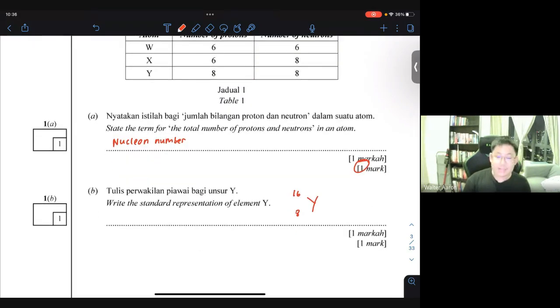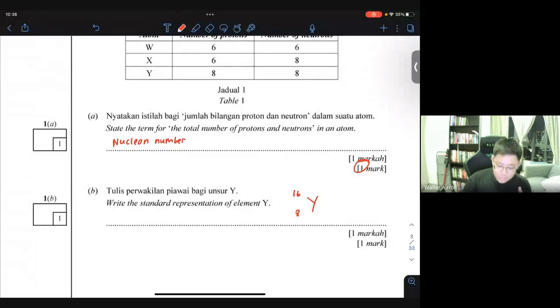Now, they ask you to write a standard representation. That means write the symbol as well as the 2 numbers beside it. Okay, one is written at the subscript and the other at the superscript level. So the superscript level will be number 16 there, you see. That represents the nuclear number of Y. And the 8 at the bottom here, which is the subscript, is actually known as the proton number.